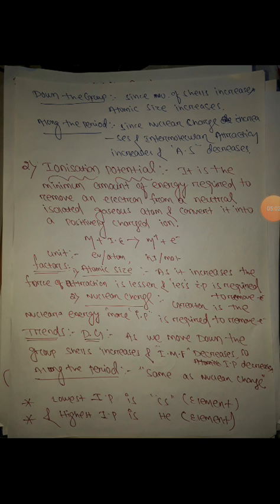Now, number 2, ionization potential. It is the minimum amount of energy required to remove an electron from a neutral isolated gaseous atom and convert it into a positively charged ion. For example, write this: a metal, when given some ionization energy, loses an electron and becomes an A plus ion, that is called a positively charged ion. Its unit is eV per atom or kilojoule per mole, or kilojoule mole inverse.